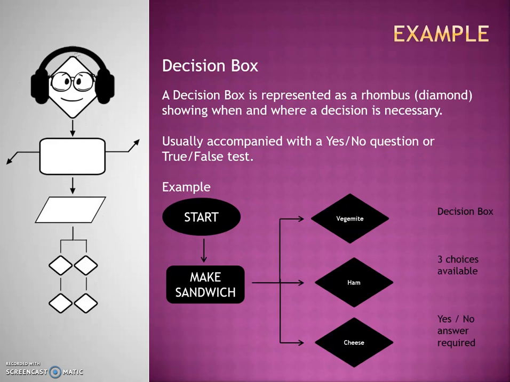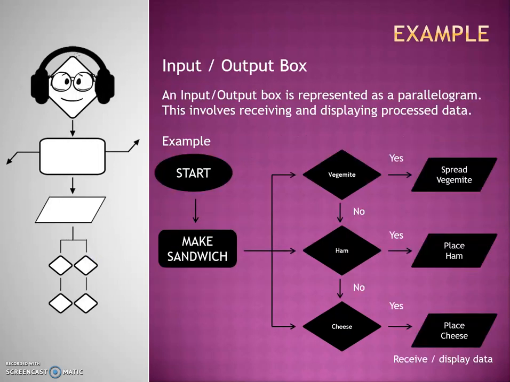A decision box is represented as a rhombus, showing when and where a decision is necessary. This is commonly accompanied with a yes-no question or true-false test. Each flow line that comes out of a decision box usually shows a yes-no or true-false response. An input-output box is represented as a parallelogram. This box involves receiving data and displaying process data. The input-output box can only move from input to output and cannot be done the other way around.